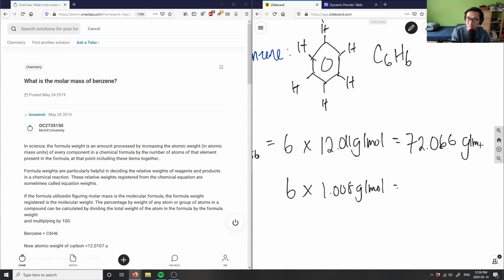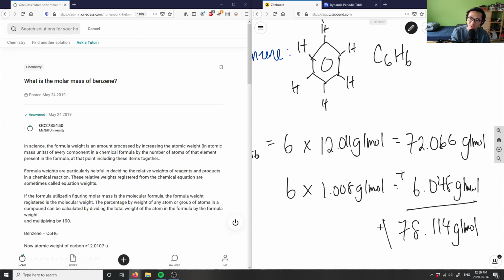66 grams per mole. Plus 6 times whatever this is, right? So 6 times 1.008, which is 6.048 grams per mole. I can add both of these numbers up to get my total molar mass of this benzene, which is 78.114 grams per mole. And this here is the molar mass of my benzene.